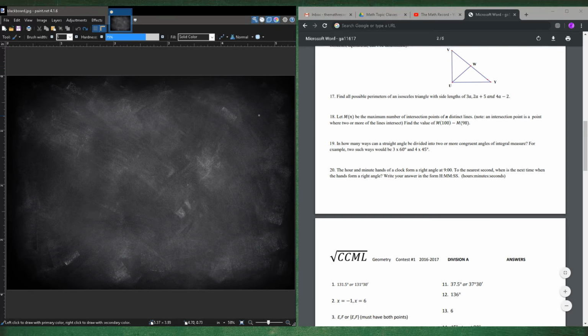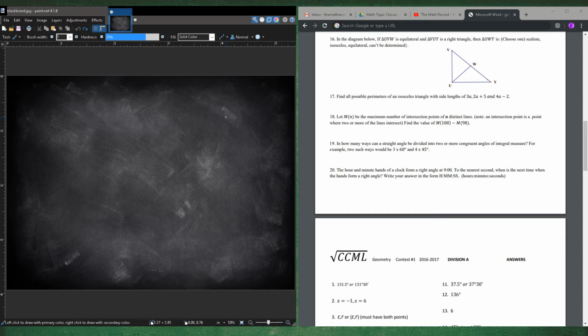Question 20. The hour and minute hands of a clock form a right angle at 9 o'clock. To the nearest second, when is the next time when the hands form a right angle? So if you think about it, you have a circle. Right now it's here and here. The hour hand is right here, our minute hand is here. So it's making a 90 degree angle at 9 o'clock. So when will it make another one?